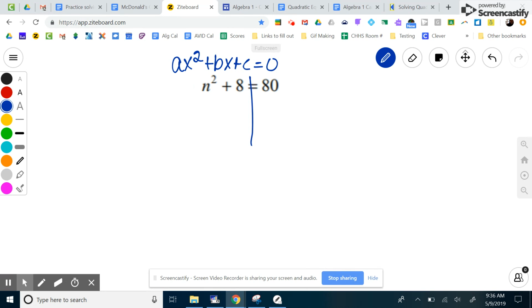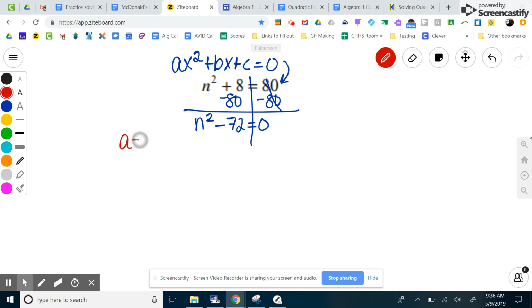So very first thing I got to do is make this 0 over here. So instead of 80, I'm going to subtract the 80 and move it to the other side. So I end up with n squared minus 72 equals 0. So now it equals 0, it's standard form, I'm ready for A, B, and C.